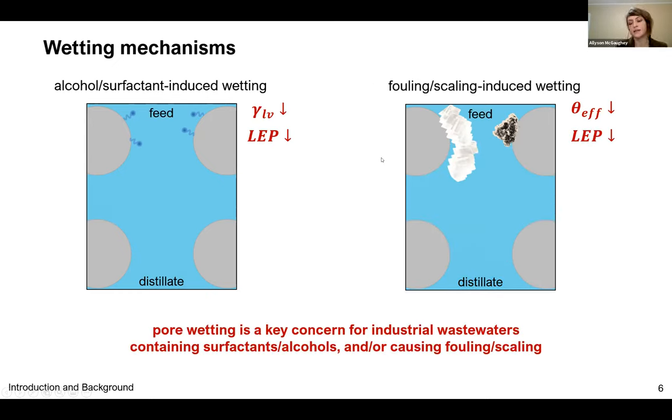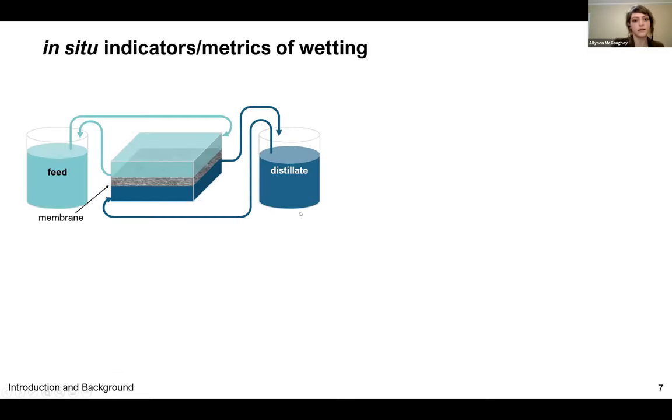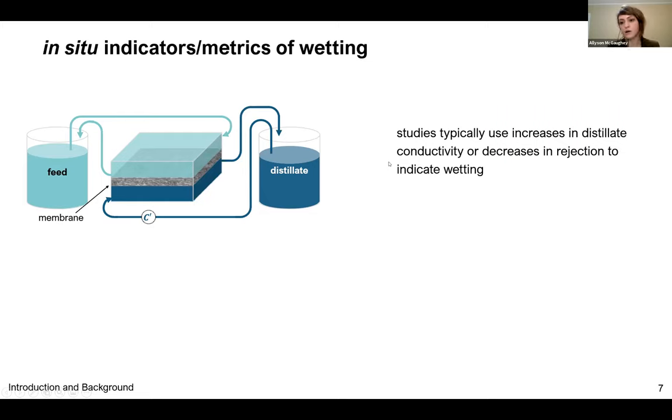So pore wetting is a key concern for these industrial wastewaters that MD is often suggested for, because in many cases they contain surfactants or alcohols and/or can cause fouling or scaling of the membrane. So for this study, we're interested in looking at in situ indicators to better understand wetting that occurs during MD. Currently, studies most often use increases in the distillate conductivity, which is measured, or decreases in rejection, which is calculated from conductivity, to indicate wetting.